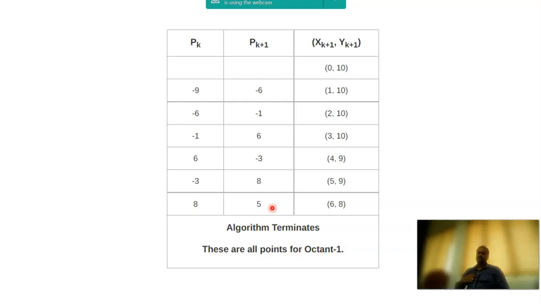So we have to stop the algorithm as per the rule. Once the x, y pixel values are the same or x crosses y, we have to stop the algorithm. So these are the pixel positions.